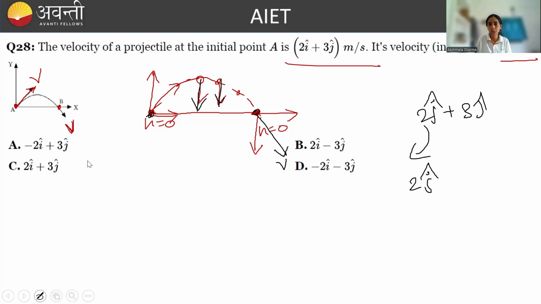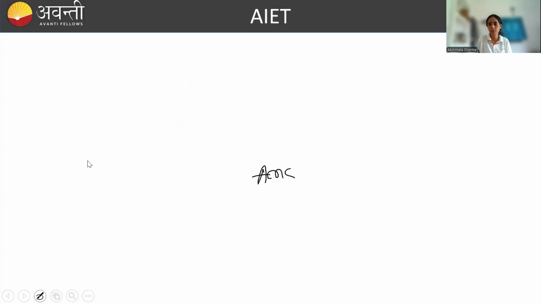So magnitude will be the same but direction will change. So this will be your answer: 2i minus 3j cap. So the correct option is going to be B. So the answer will be what? It will be your B.